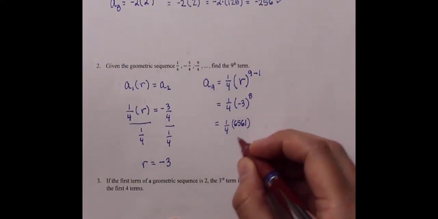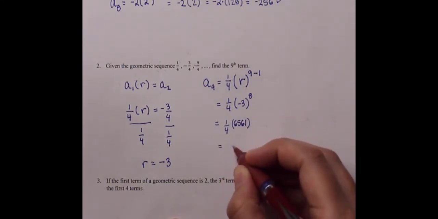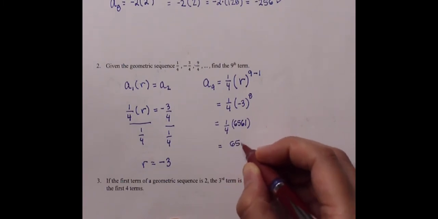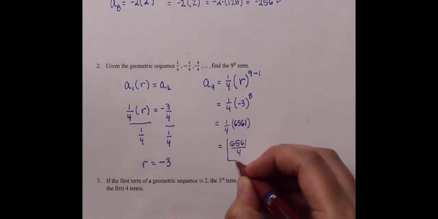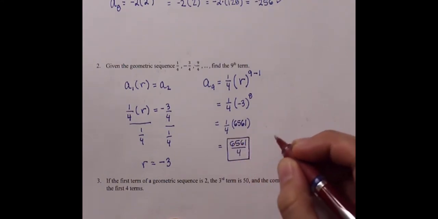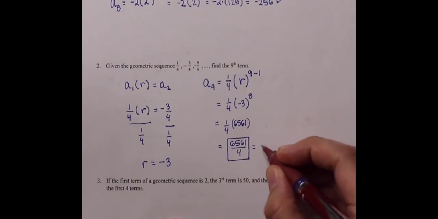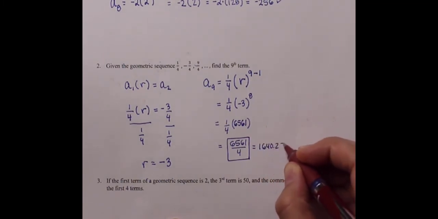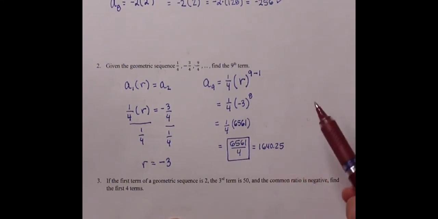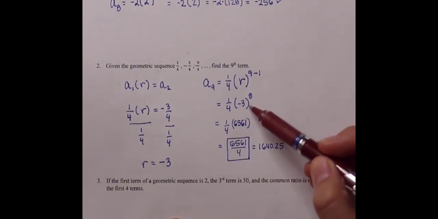Okay. And so if you then multiply that by 1/4 or divide by 4, it's not a very nice number, so you can actually leave it as a fraction. You can say the answer is 6,561 over 4. Because these were in fraction form, I would leave it like that. But if you want to see it as a decimal, this is 1,640.25. Okay, so again, real quick on this note right here, be careful with your exponents.